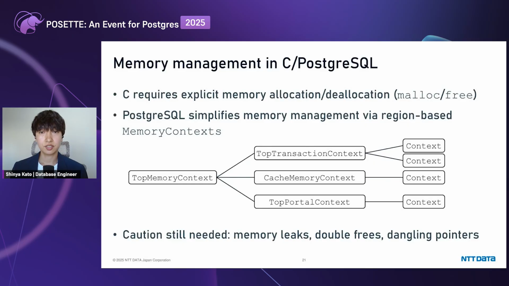This involves creating these memory contexts and allocating memory associated with a specific context. To free memory, you simply delete the memory context, which releases all memory associated with it at once. In this way, Postgres provides an implementation for efficient and relatively easy memory management. However, even with this system, developers still need to be careful about issues like memory leaks, double frees, and dangling pointers.